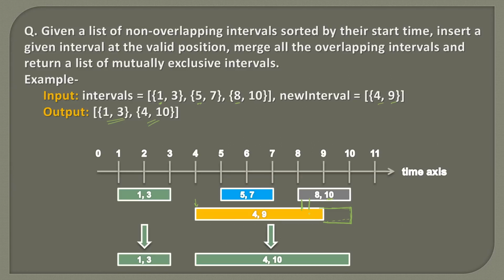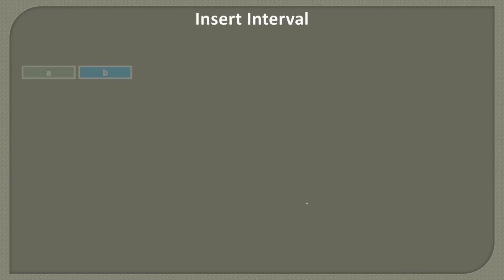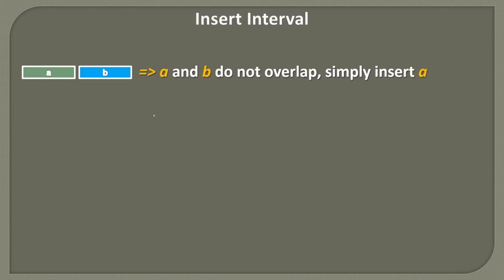Now let's move ahead and see some of the concepts behind this insertion and merging. Let's say we are given with these two intervals. We need to insert A. So A and B are non-overlapping. So it means we can simply insert A without touching B. So we simply insert A.